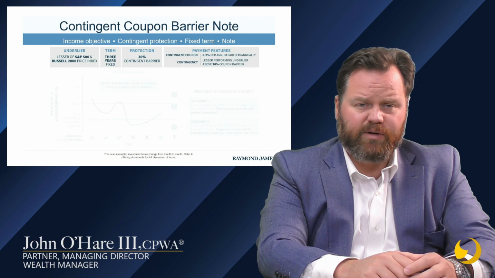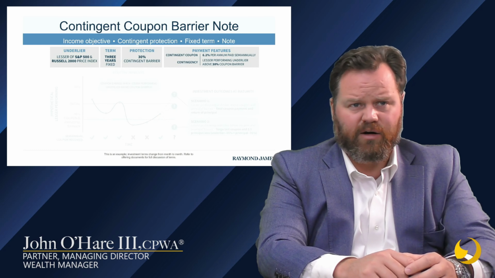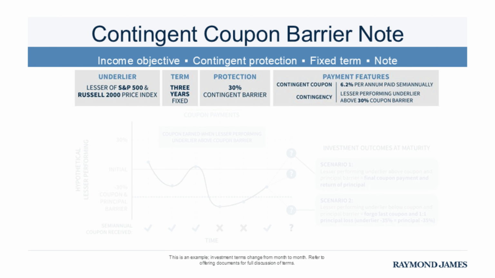A different type, but again, similar, talking about income. How do we get income? Again, tied to the S&P 500 and the Russell 2000. This one has a 3-year time period and a protection of 30%. This one is paying us 6.2% annual rate, but it's paid semi-annually. And as long as both of those indices are above their barrier level, we get paid the coupon.